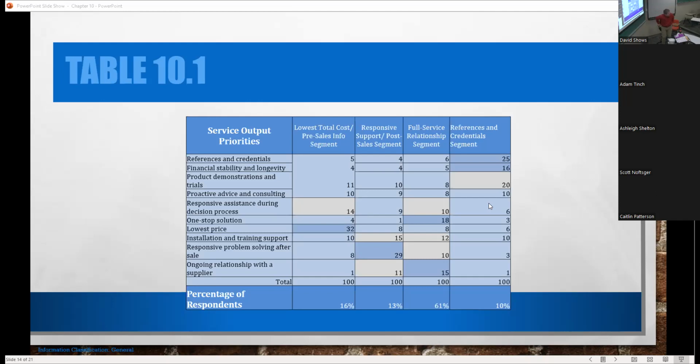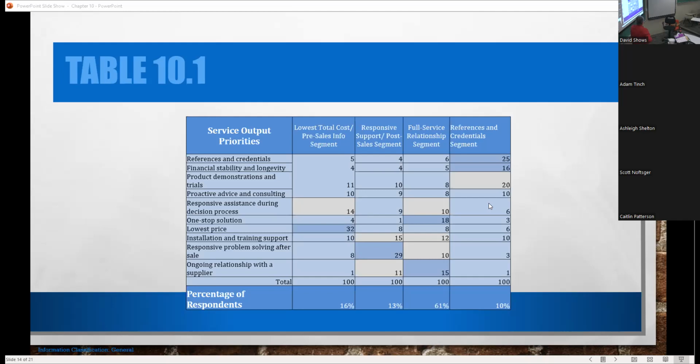And here's the last thing, and this is the other thing that has to be taken into account. It's the percentage of the respondents too. So there's a lot of weight there in this full service relationship, and 61% of the respondents want to be into that level. It would take a pretty good, high-tech, heavy-duty support system to make a substantial amount of money on that particular group. But then again, that's where all the money is.